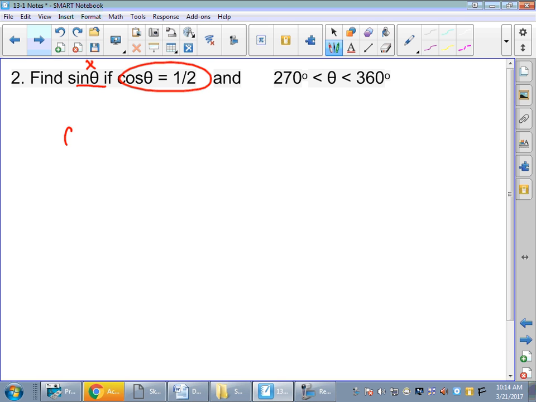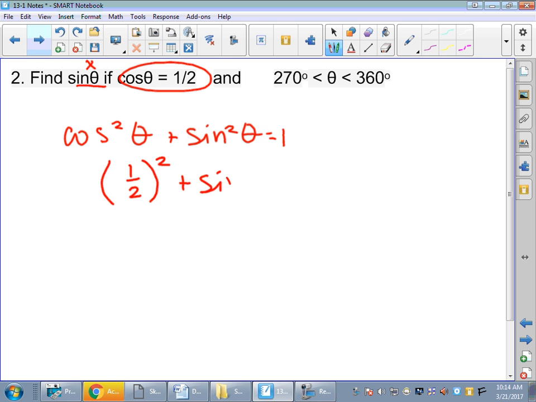So I'm going to write down the identity we're using: cosine squared theta plus sine squared theta is equal to 1. I have cosine as a half, so I'm going to substitute: 1/2 squared plus sine squared theta is equal to 1. When I square a half, I square the top, I square the bottom.